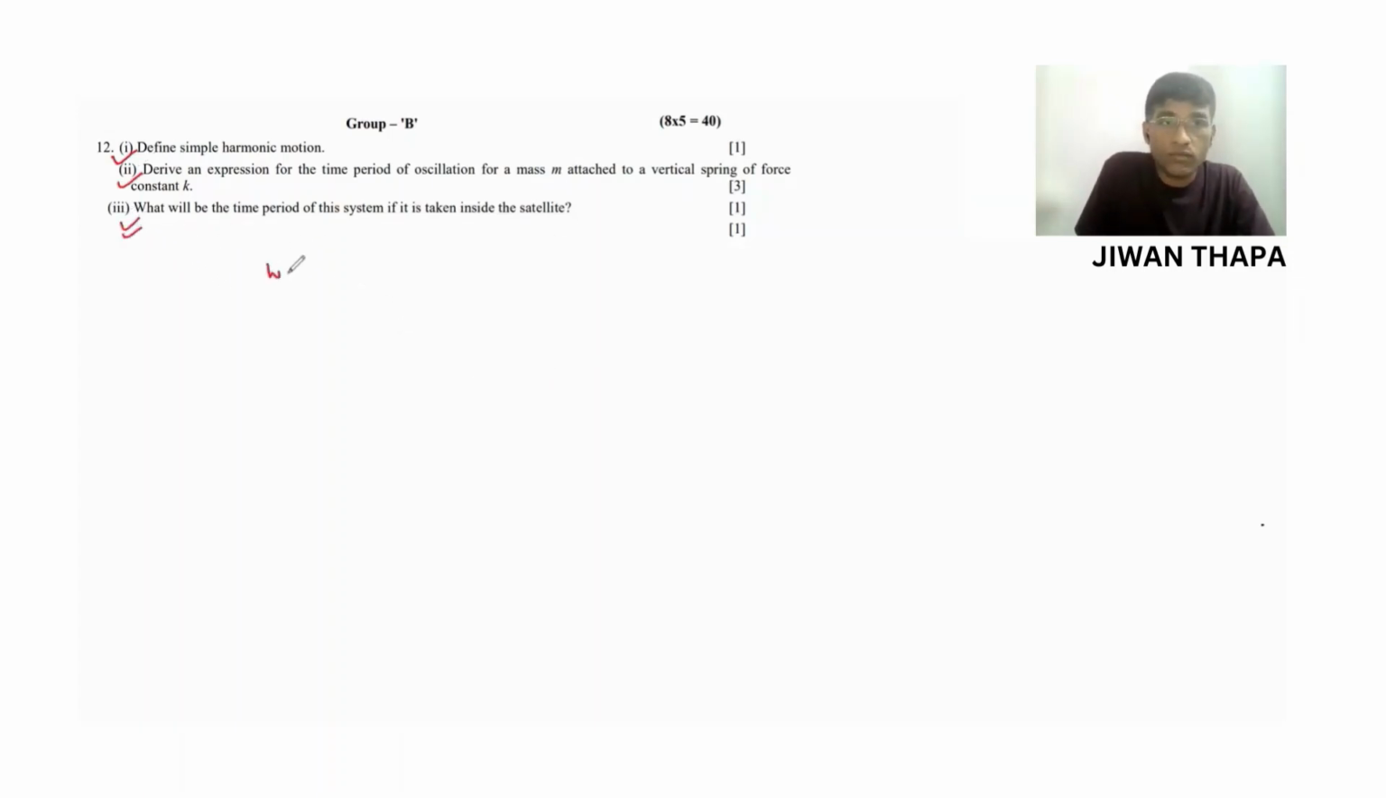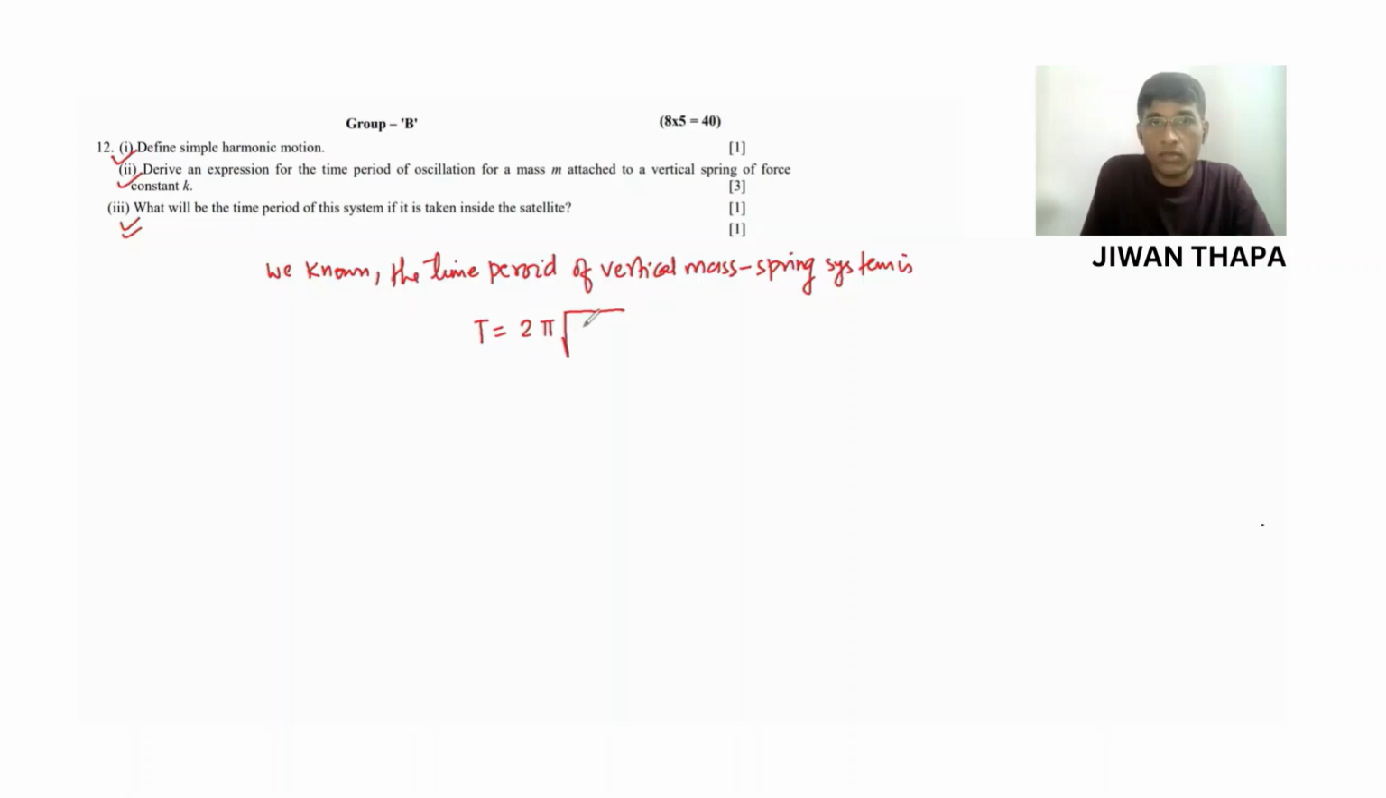Now let us go for this, okay? And we know the time period of vertical mass spring system is T equals 2 pi under root m by K. So this is the time period of vertical mass spring system.